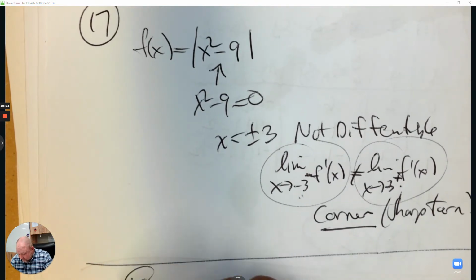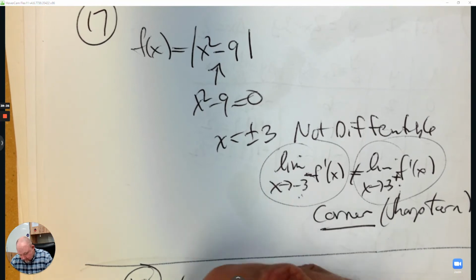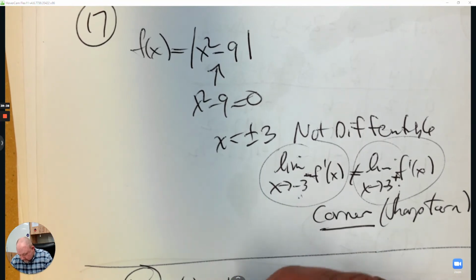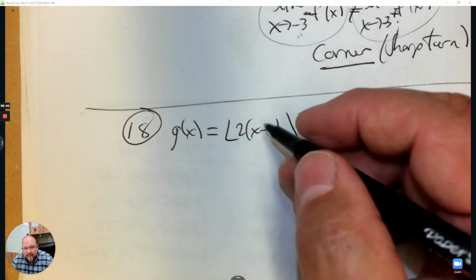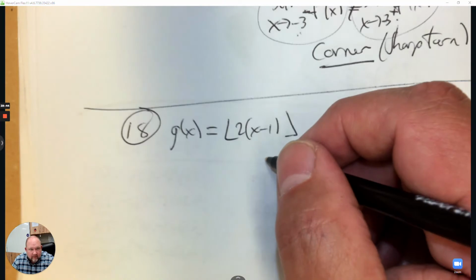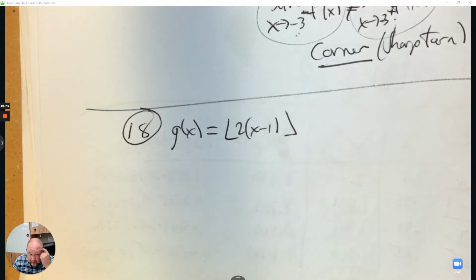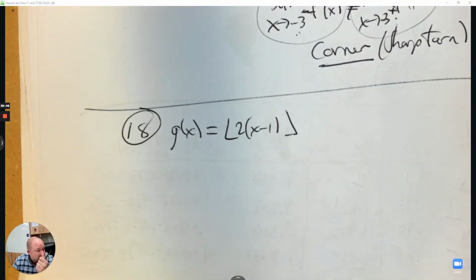Number 18, that's a greatest integer function. So what creates an integer here? Because of the times 2, it's every half step.